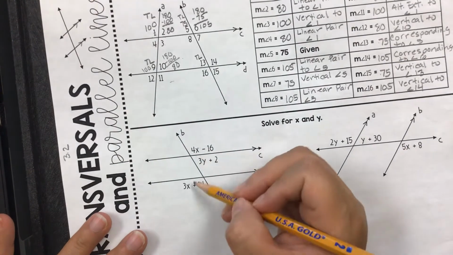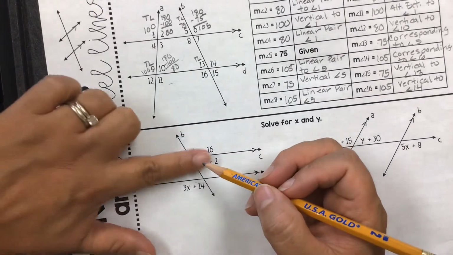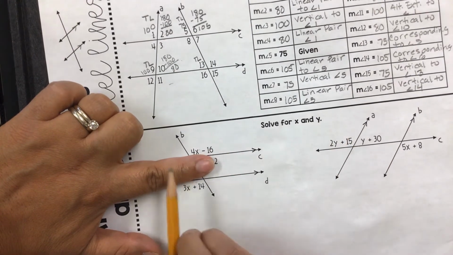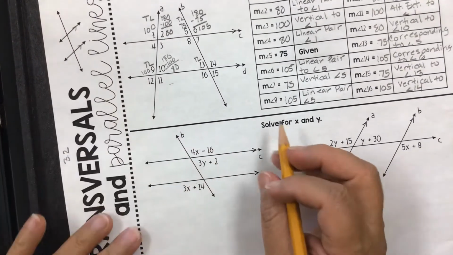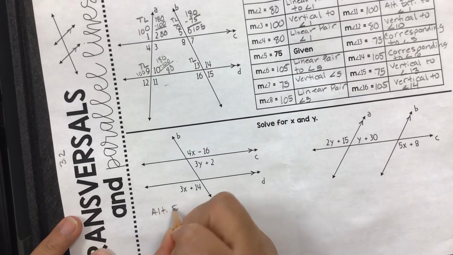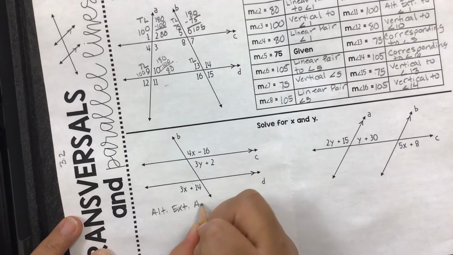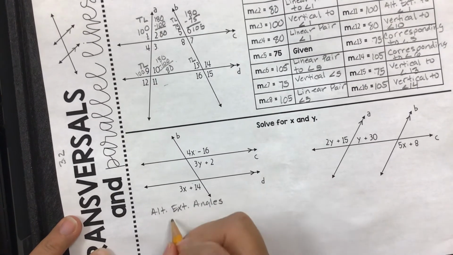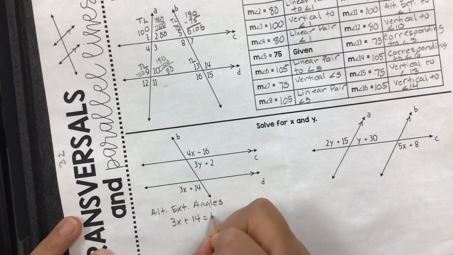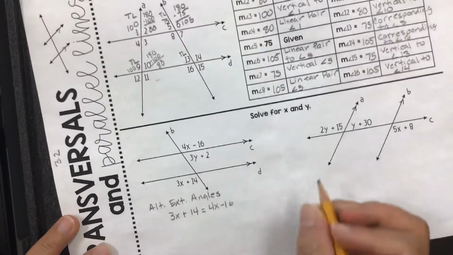What I'm going to start with is these two. These are alternate exterior angles. They're on the outside of these two lines, one on the right and one on the left. So they're equal to each other, alternate exterior angles. That means that 3x plus 14 is equal to 4x minus 16.